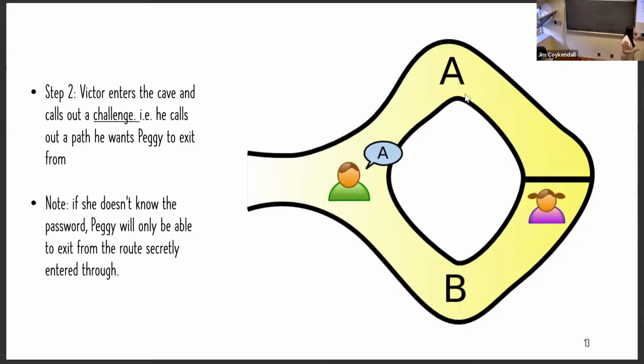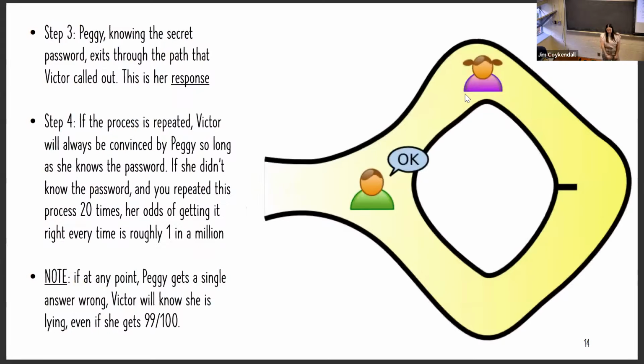Victor is going to come in and be now blocking the middle. He's then going to call out a challenge. This is what makes it interactive. He calls out the path that he wants her to exit from. A side note, if she didn't know the password and she went down path B and he called A, she would have to go out path B. That would be embarrassing. He would find out she was lying, and we're done. But because she knows the secret password, she can exit through path A like Victor wanted her to. And that is her response.